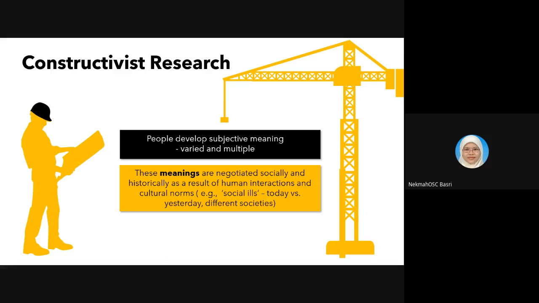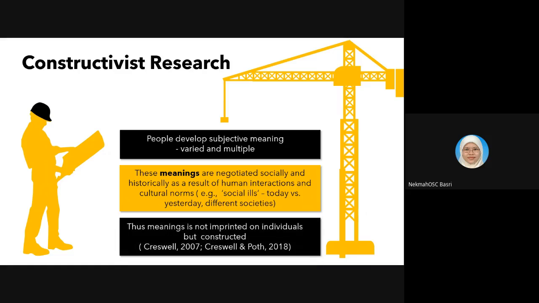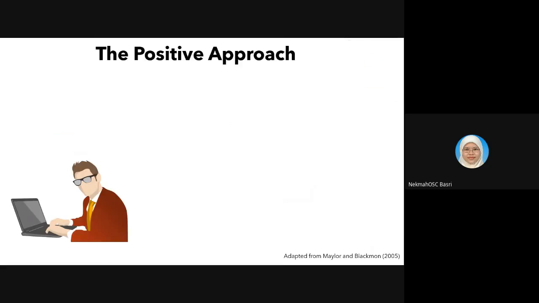For example, social ills today versus yesterday, in different societies; teachers wanting to know the students' experience; and also those who are ill with cancer, how they experience it, how their family supports them, and so forth. And thus, we have to understand that meaning is not imprinted on the individual, but is constructed, as mentioned by Creswell 2007 and Creswell and Poth 2018.